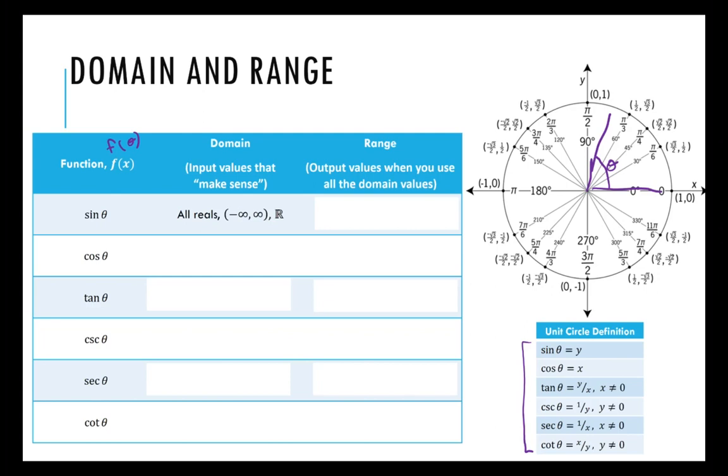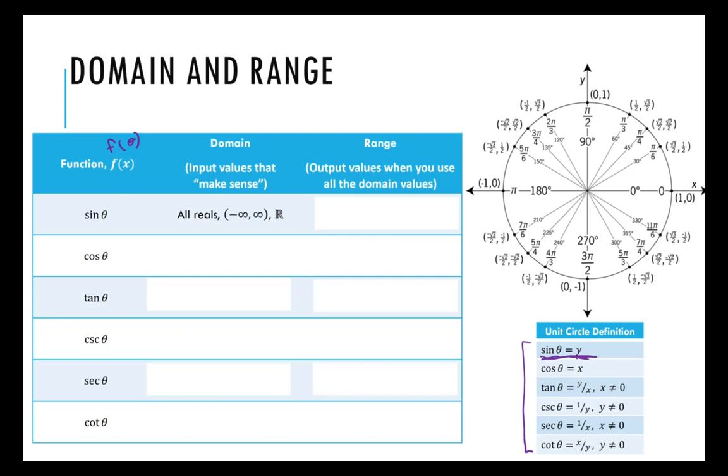Now specifically the range means that if you could run through all the domain values, what would it look like? Which is why it's kind of easier to find range when we're dealing with the graph itself. But I actually claim that if we think about what's happening with sine, we can figure this out by just a little bit of thought. So specifically, from our definition, sine is just the y value.